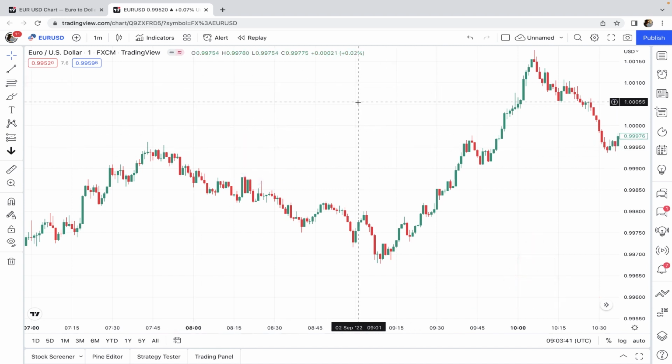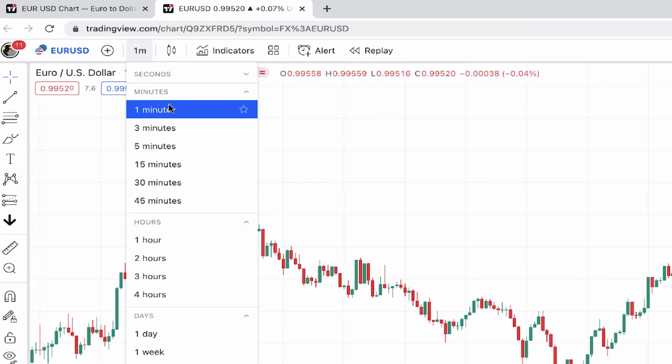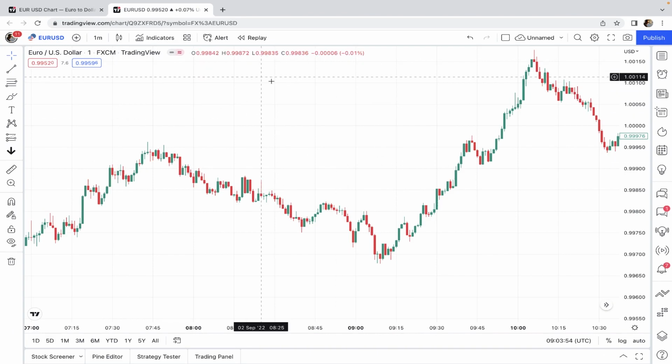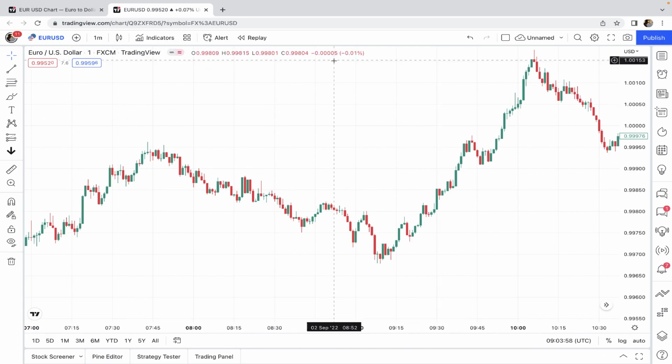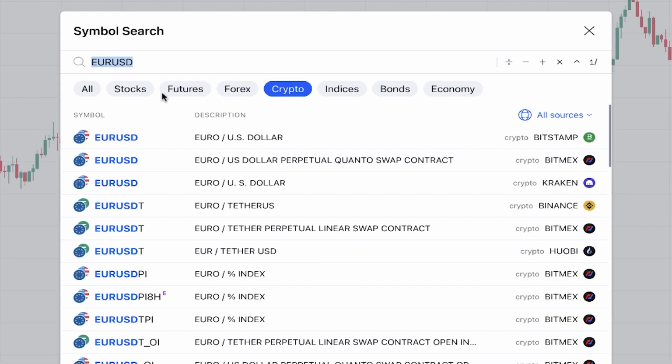Alright, as I said, this is a 1 minute scalping strategy. So on TradingView platform, here we set the chart time frame on 1 minute. This is the price chart of euro to US dollar of forex market, but there is no limitation on the asset or market, and you can choose any other asset, whether it's forex, crypto, or stocks.